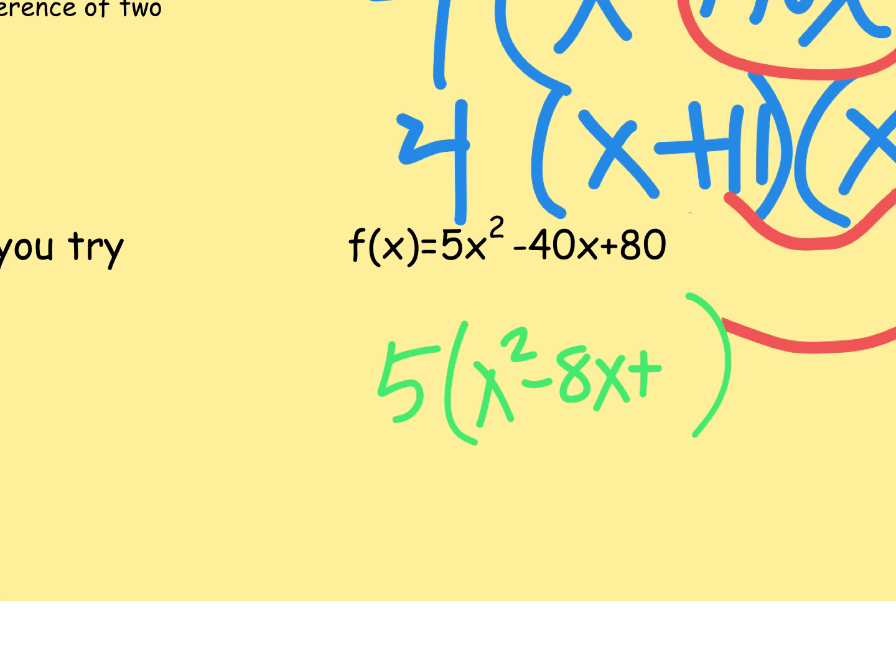So, what is 80 divided by 5? Somebody must know it by now. 16.